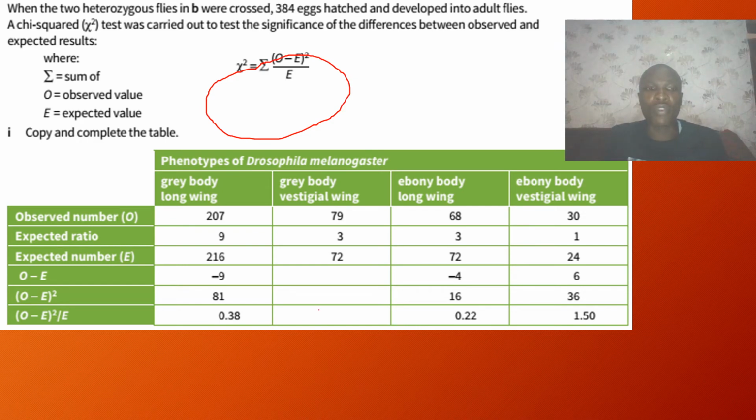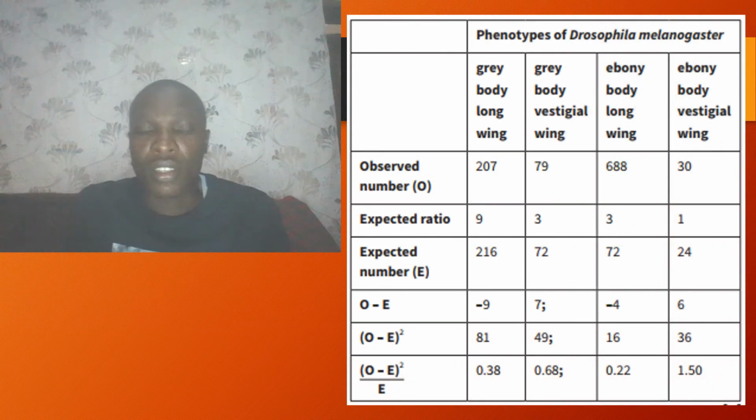Whenever you're given results, or whenever you have carried out an experiment, it is important to draw a table with headings that reflect what is in the formula, so that you can easily calculate the chi-squared value with ease. Make sure you are very smart. So these are our results, and we can complete this table with ease and then also calculate the chi-squared value. So I've completed my table. I guess you can also complete your table as fast as possible. That's how it looks, and I guess we have similar results.